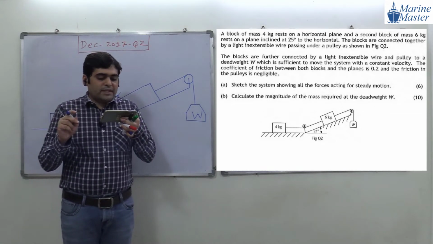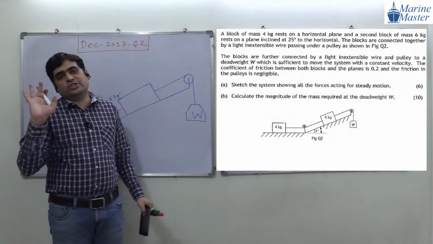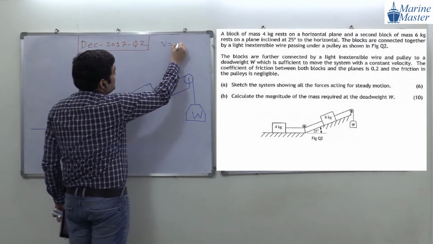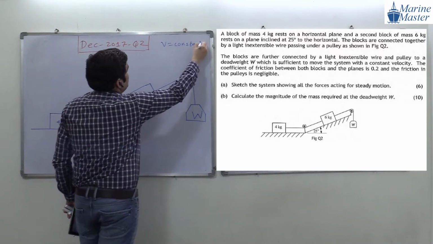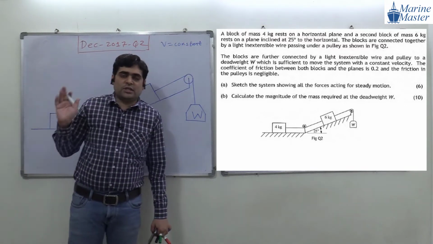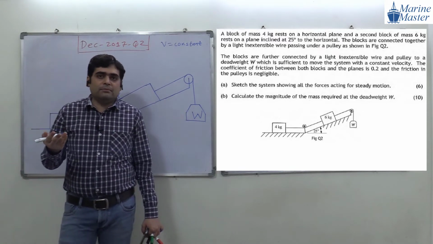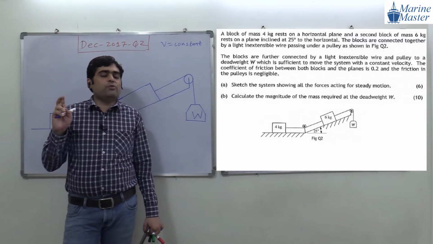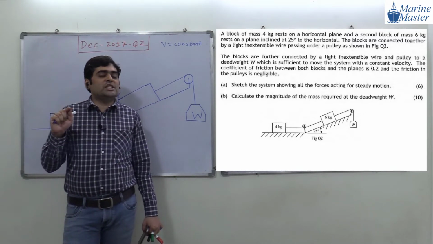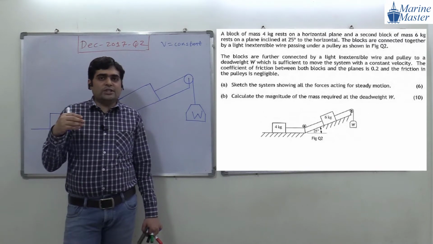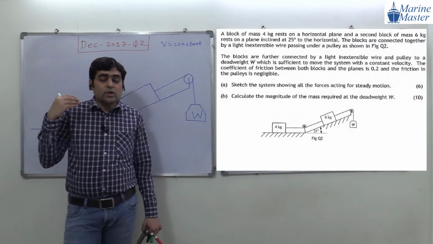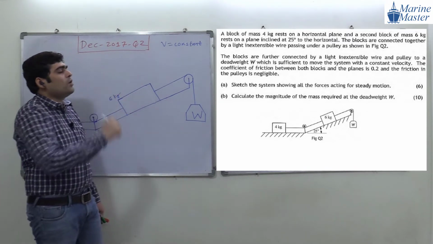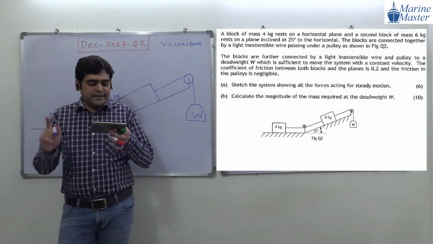Dead weight W, which is sufficient to move the system with a constant velocity. See here, in this scenario, the velocity is constant. And what we studied: whenever the velocity is constant, it means it is in static equilibrium. For equilibrium there are two conditions: the object is moving with constant velocity, or the object is stationary. Here the velocity is constant, which means it is in equilibrium.